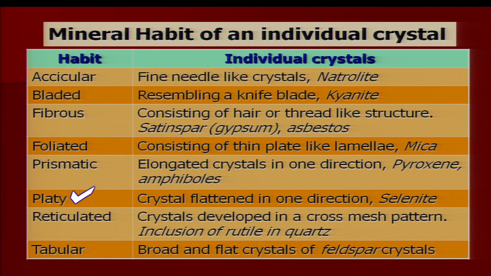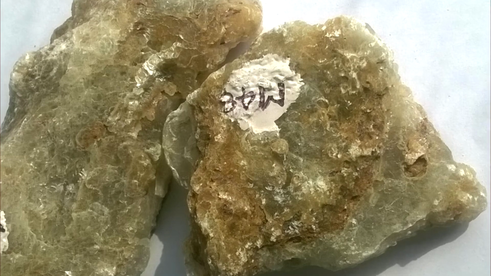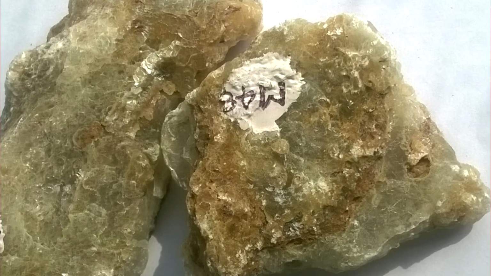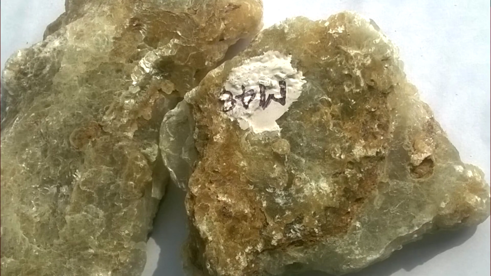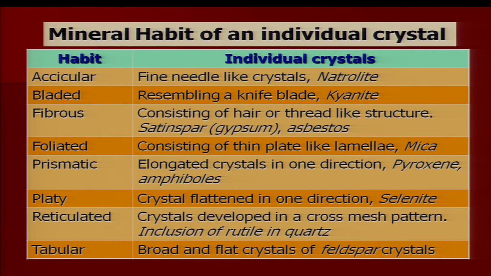Then platy habit: crystals flattened in only one direction, while in the other directions the crystals are not flattened. We call it platy habit. An example is selenite. Then reticulated. Reticulated means lobe-like or mammillated crystals developed in a cross-mesh pattern, like the inclusion of rutile in quartz. They are called reticulated. The reticulated inclusion of rutile in quartz is also very common in nature.